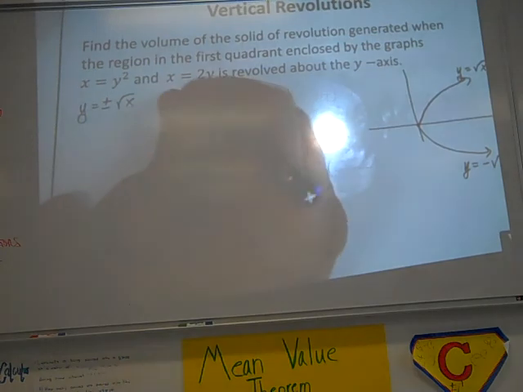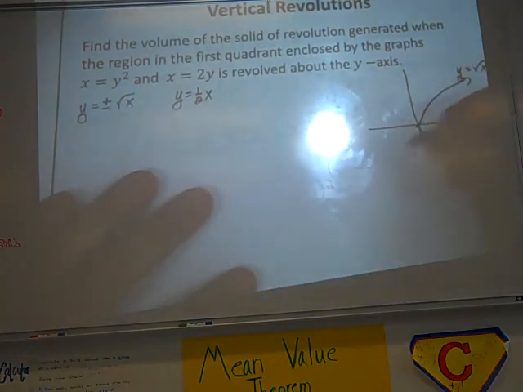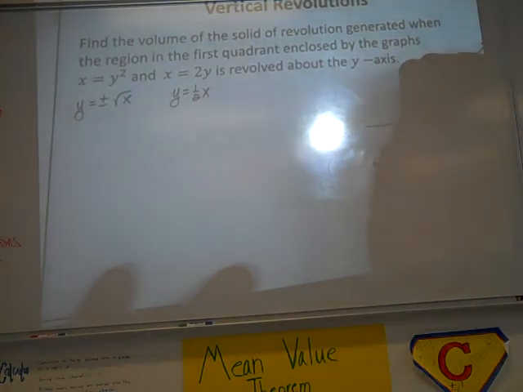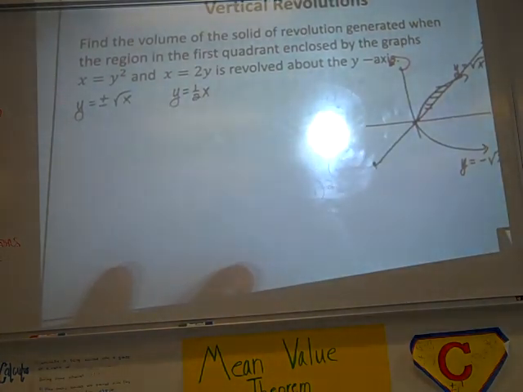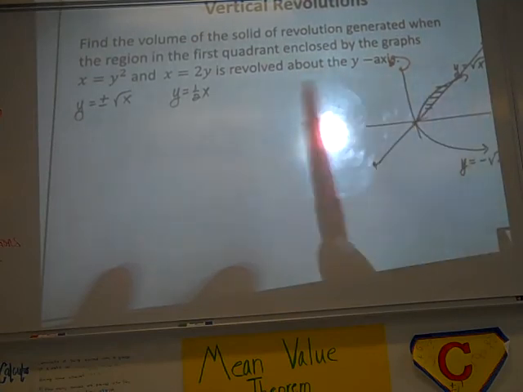X equals 2y, well that's just a line. Specifically that's the line y equals 1/2 x. So there it is. That's the region in question. What are we doing with this region? We're spinning it around the y-axis. When I do that, I take this little leaf-looking shape, I spin that around the y-axis.